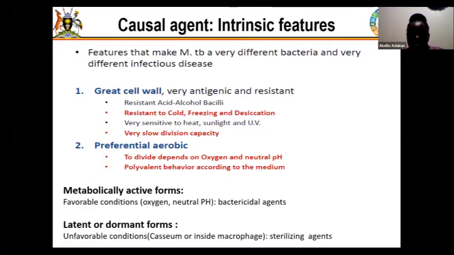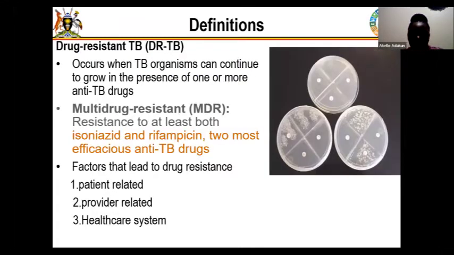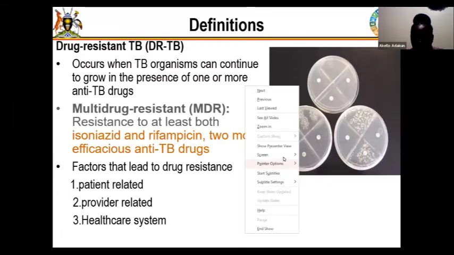So for drug-sensitive TB, the usual TB, we treat for 6 months. But for drug-resistant TB, we treat for longer than that. So now it takes me to define what drug-resistant TB is. Drug-resistant TB is a lab definition, and it occurs when the TB germs continue to grow in the presence of one or more TB medicines.